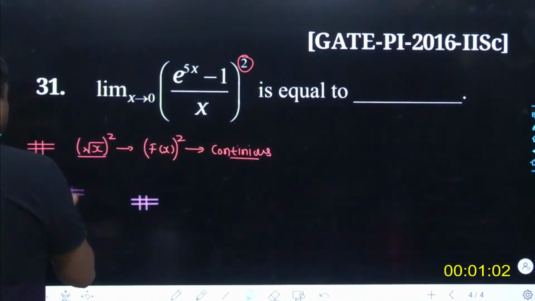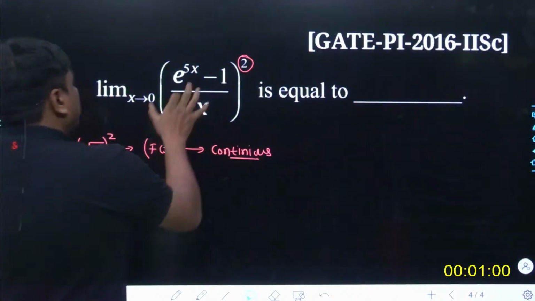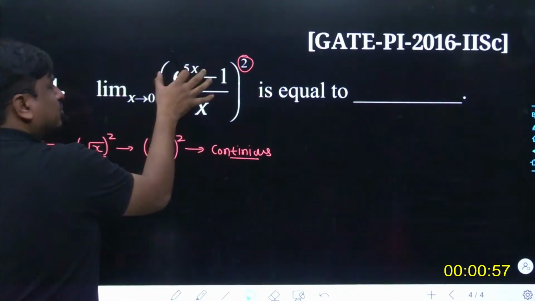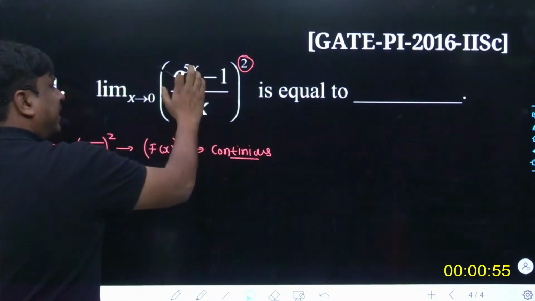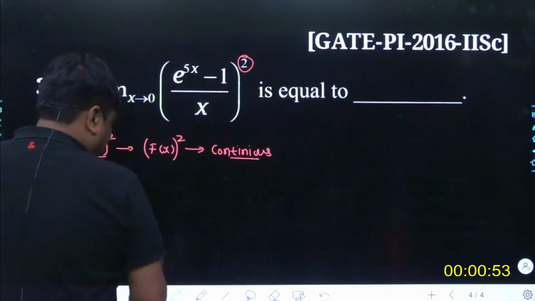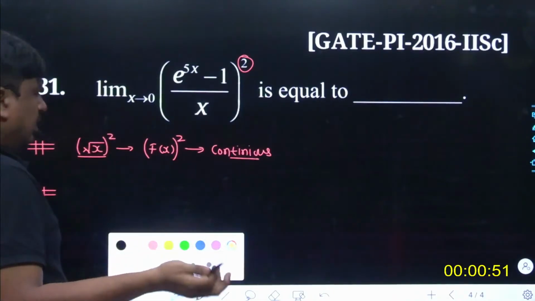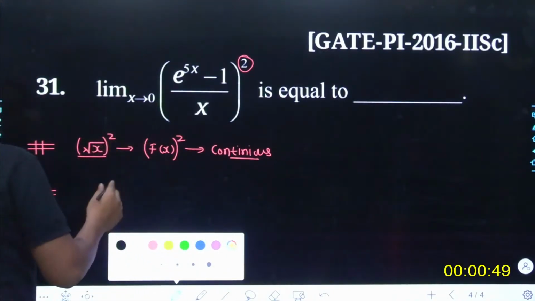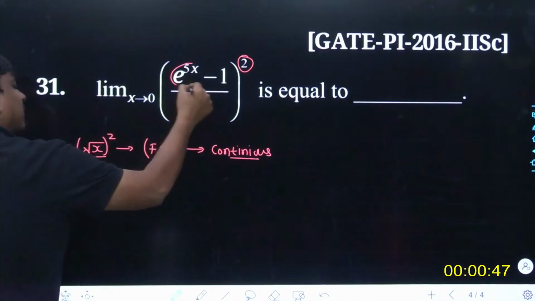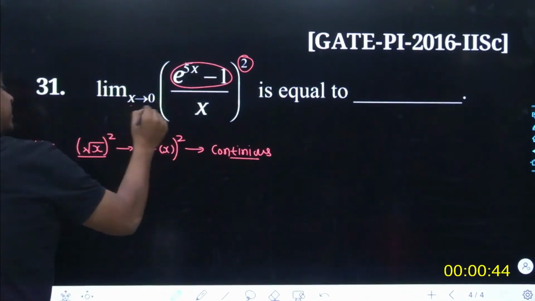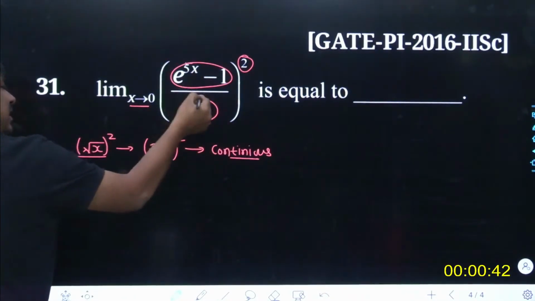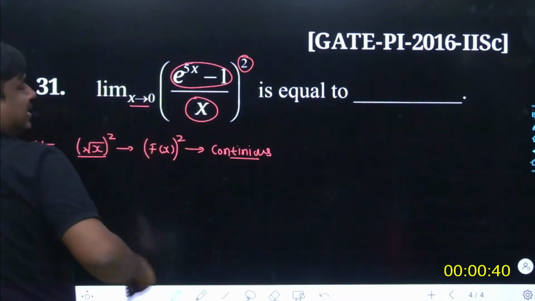What I am saying for this given question is, why don't we calculate the value of the function at x equals 0? Obviously, we will get a certain value and then raise it to the power of 2. Nothing great, nothing new. And you can see very well, e to the power of 5x minus 1 is a continuous function at x equals 0. x, being a polynomial, is also a continuous function at x equals 0.